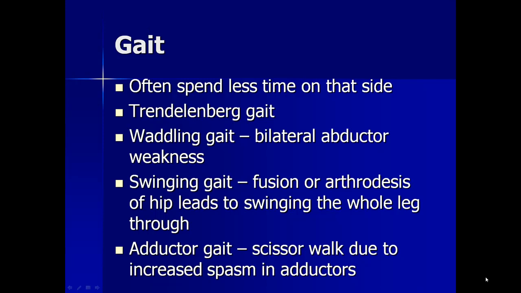Waddling gait, where there's bilateral weakness of the abductors. A swinging gait, which may indicate an arthrodesis or fusion of the hip joint, and an adductor gait where there's increased spasm in the adductors.